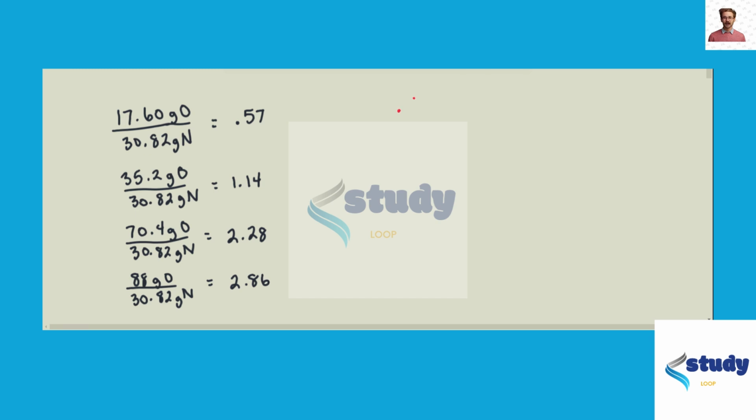So for example, if I take 0.57 and I divide it by the last one we did, 2.86, this ratio is the same thing as 1 over 5. If I compared the 0.57 to 1.14, which is the second one we did, we're going to get a small whole number ratio of 1/2. That is the law of multiple proportions.